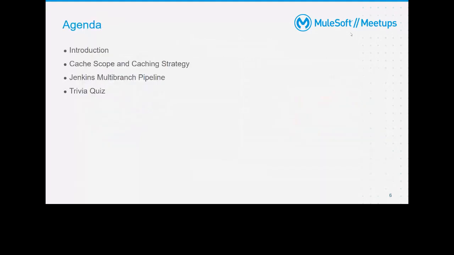So, introduction: Parmeshwari will discuss cache scope and caching strategy. Then I will give a demo on a Jenkins multi-branch pipeline, basically how we can enable a Jenkins multi-branch pipeline for your MuleSoft application using a single Jenkinsfile. Then we will have a quiz at the end. So I will ask Parmeshwari to start the session. I will unshare my screen and you can share your screen, Parmeshwari.